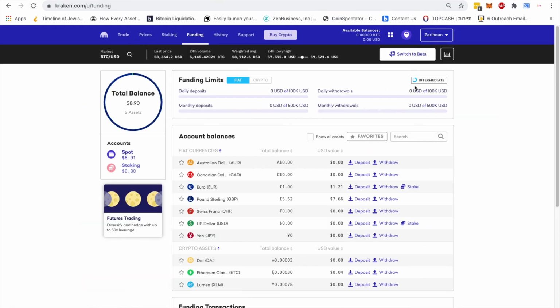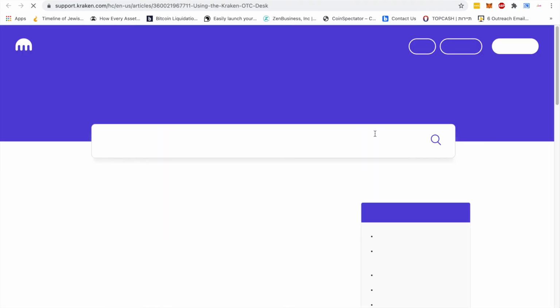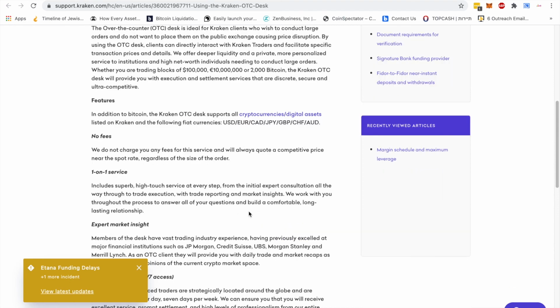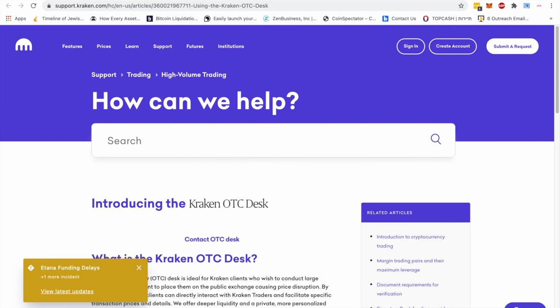Let's go back to the main interface, and then you also have the OTC desk. Now for the OTC desk, I think you need a minimum of $100,000, or so is basically the minimum requirement. So if you are looking to do a big purchase or to trade with over $100,000, this is where you reach out to them, and you basically get a fixed price for that order. This is basically the idea.